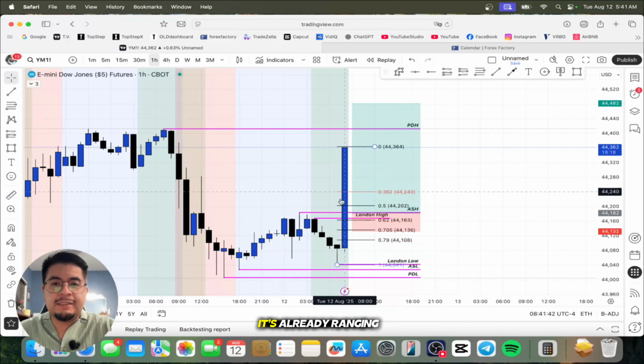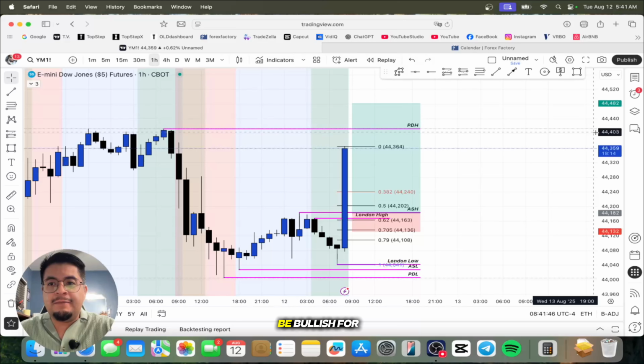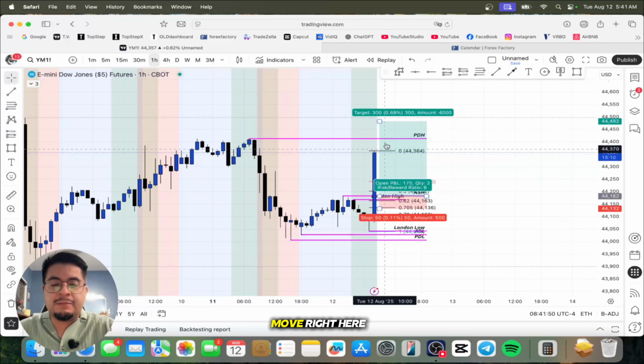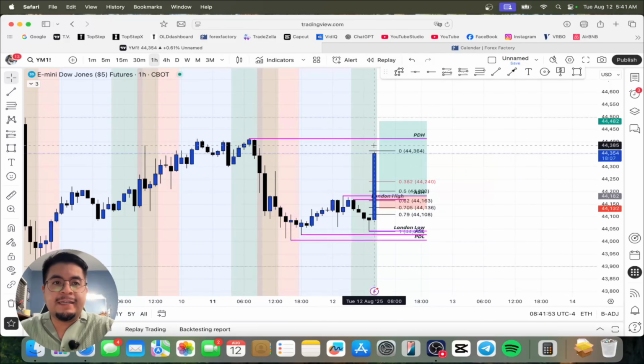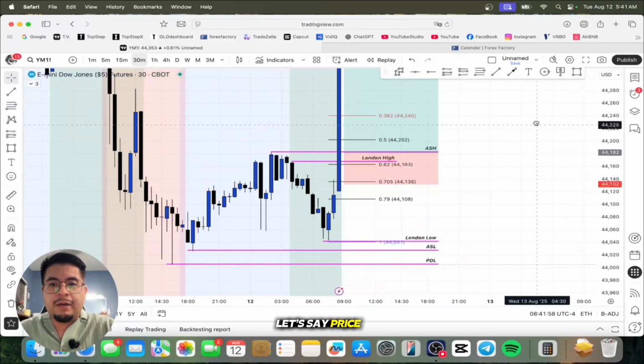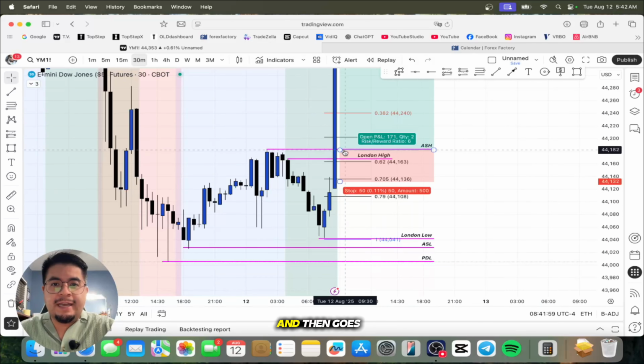300 points, it's already ranging a lot. So this could keep ranging for the day, be bullish for the day. So I don't want to be bearish, I want to be bullish on this move right here, but I'm trying to identify a good area to get in. Now, let's say price does come to this Asian session high and then goes 50 points in profit.